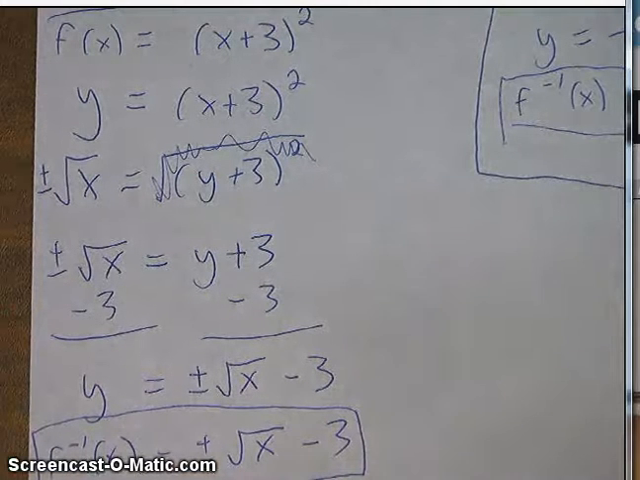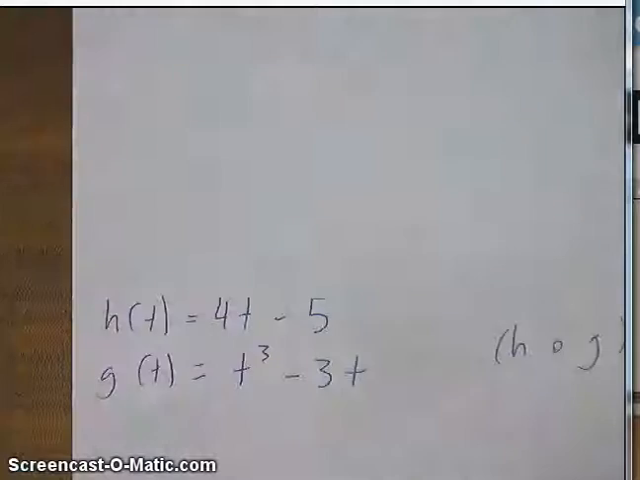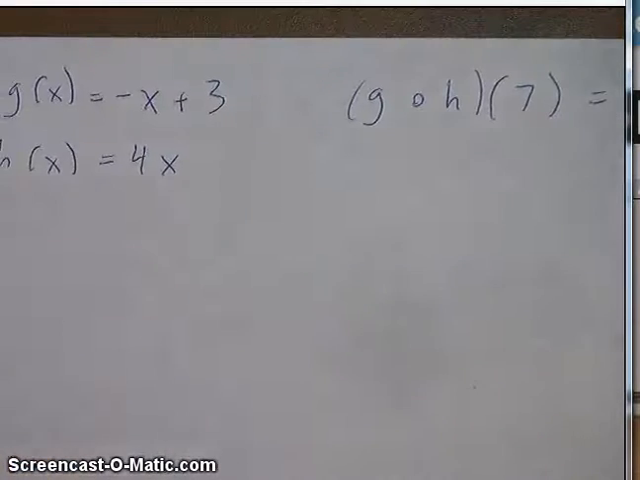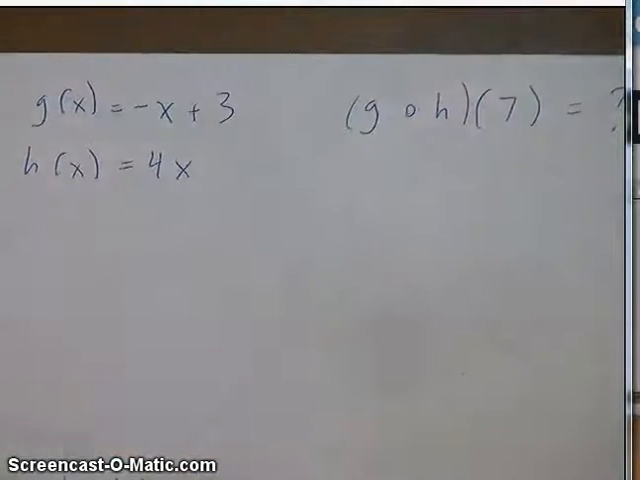So that's it. That's inverses of functions. I want to talk about the other part of the lesson now. I want to talk about compositions of functions. So I'm going to put this paper to the side, and I want to do this right here now. Zoom out. So I've got two functions.